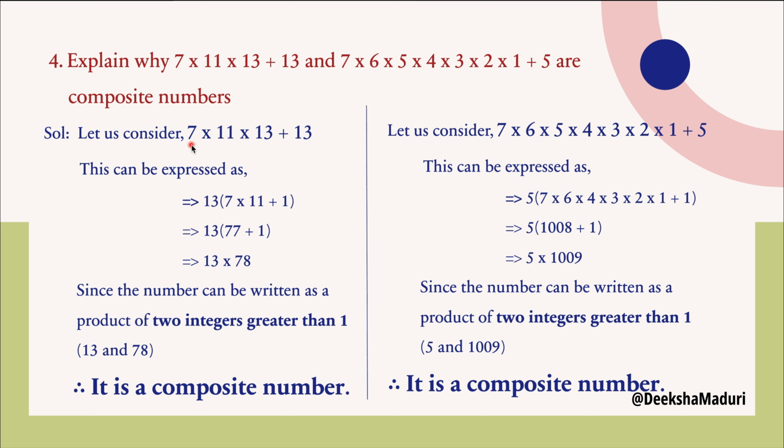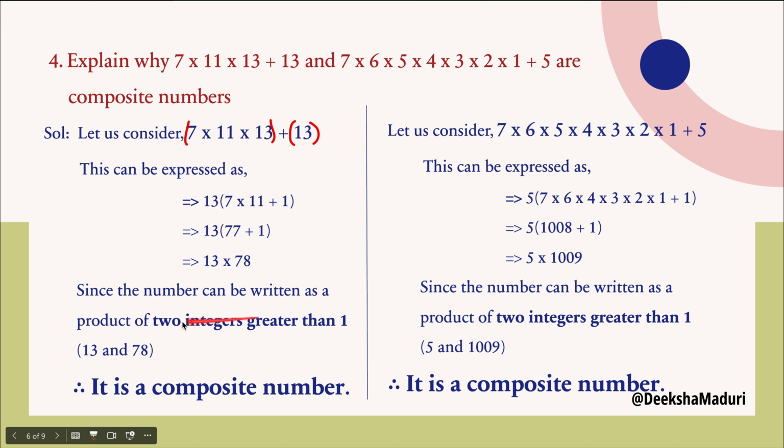If we consider the first case, we can consider this as one part and this as another part. From this we can consider 13 as a common number. So I am taking 13 and writing the remaining 7 into 11 separately. If we take 13 common, here we are left with 1. So if we multiply this, we will get 77 and 1 is written as it is. This can be solved as 78. We are left with 13 and 78.